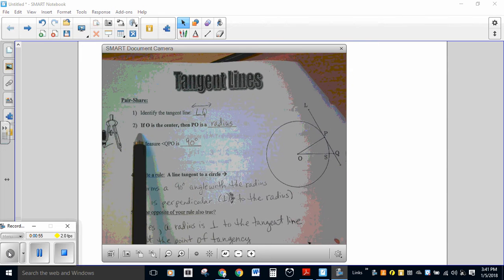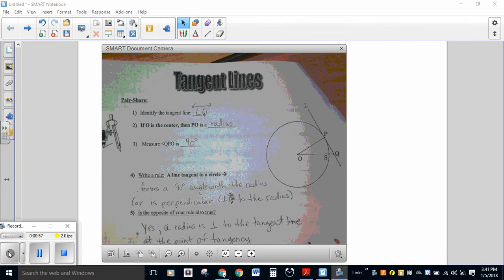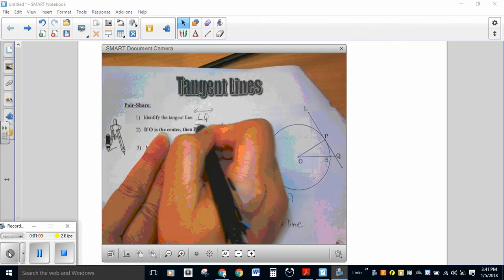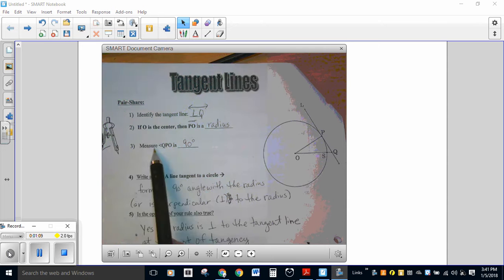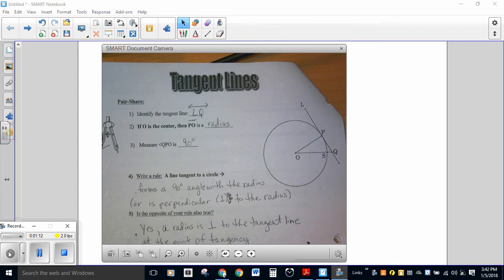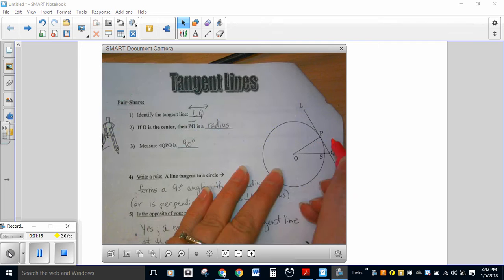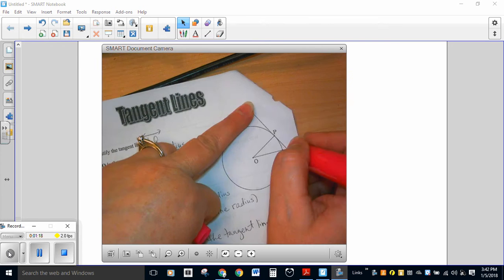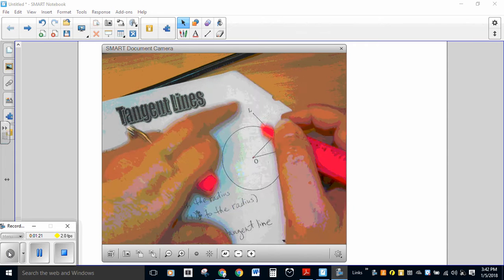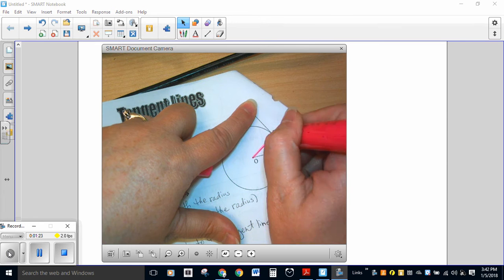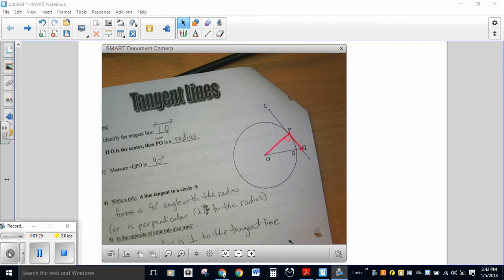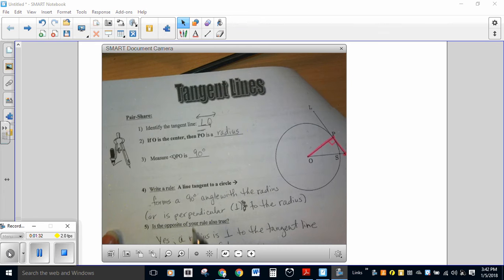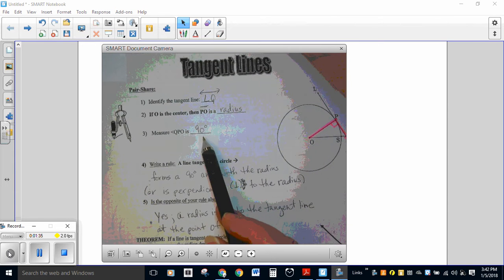For number 2, if O is the center, then line segment PO, there should be a line segment symbol over that, is a radius because it starts at the center and goes to the side of the circle. Number 3 asks us to find the measure of angle QPO. So here's point Q, here's point P, and here's point O. So we're talking about this angle right here, which happens to be a right angle. So since it's a right angle, it measures 90 degrees because it is a right angle.